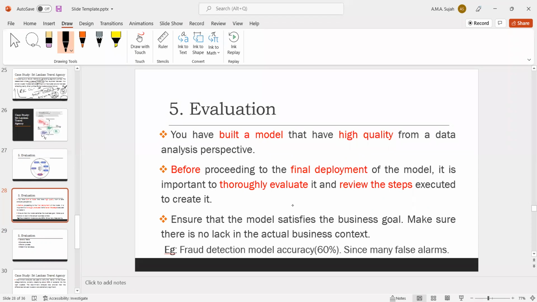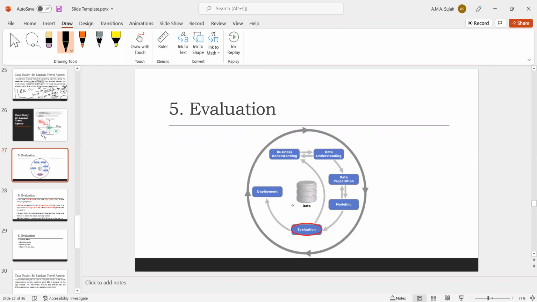Evaluate the process. If we missed anything, we can start from here, move one step at a time, and go to this stage again.